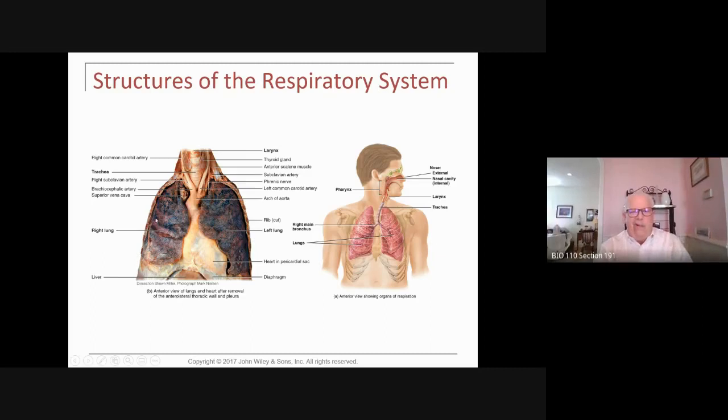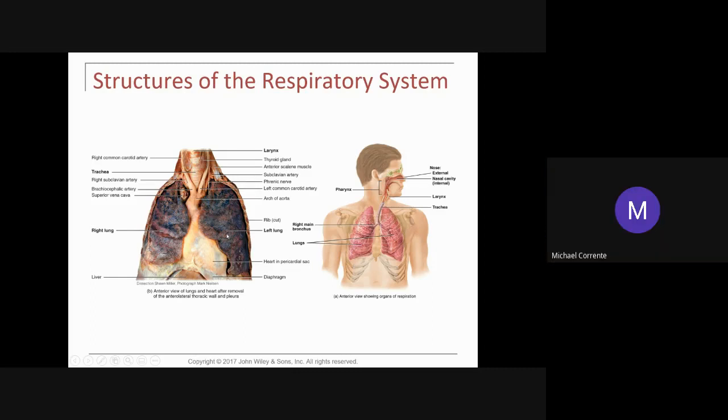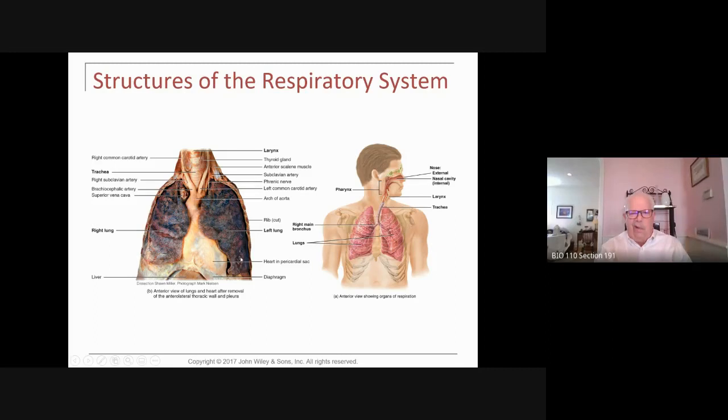This is an interesting photo. You think your lungs actually look like this? Look how dark they are. No. What do you think this is the lung of? A smoker, yes. This is a smoker. Your lungs should be pink, like this, okay? Should be pink like this, all right?